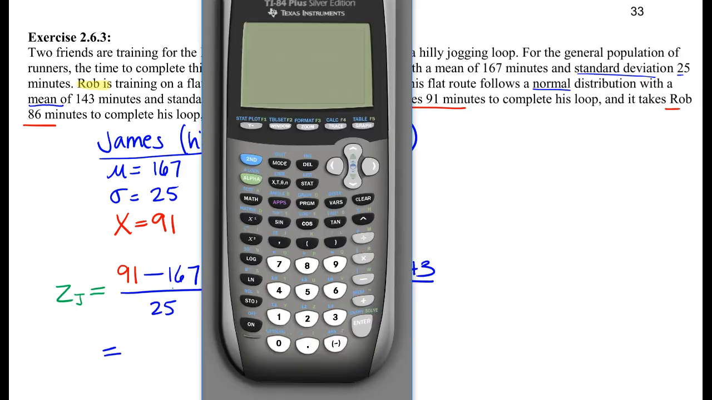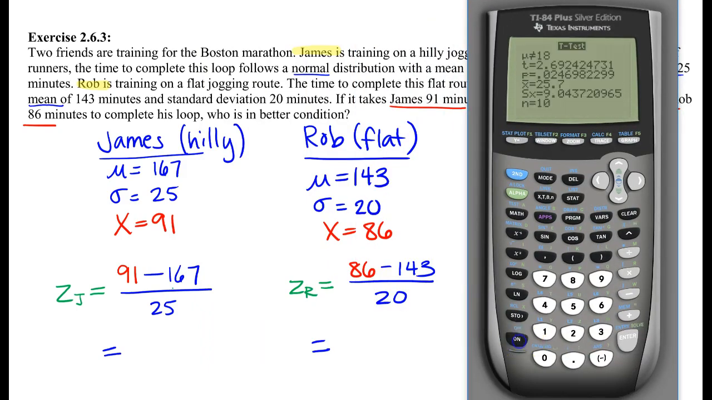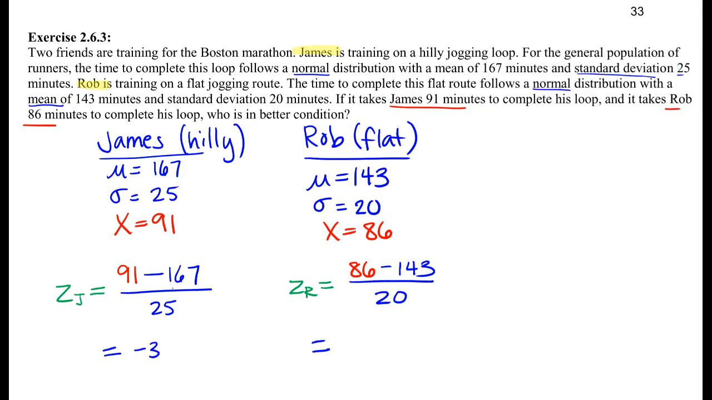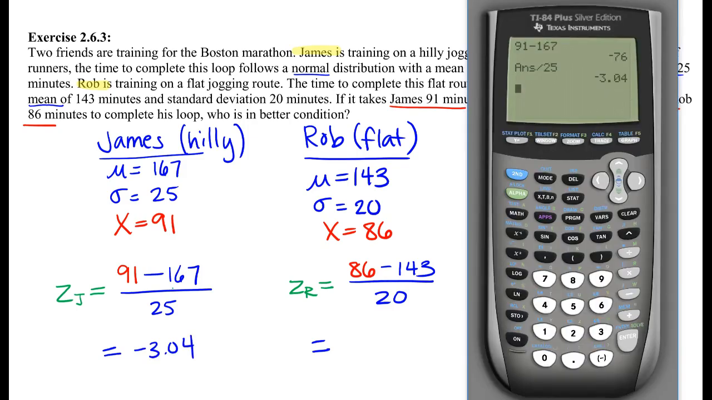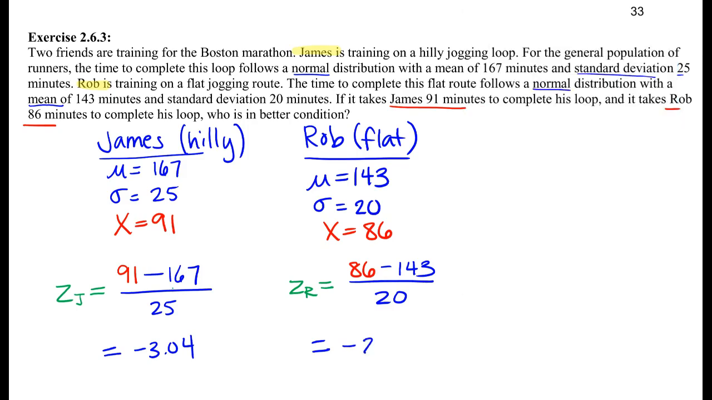All right, so bust out my calculator. 91. As I said in class, you can do this with parentheses, but I find that it's actually less keystrokes if you just press enter. Looks like James is a negative 3.04. And Rob, oops, that's not right, is a negative 2.85.